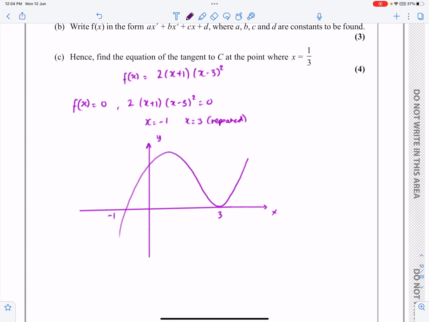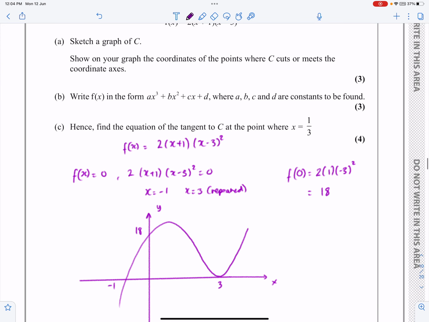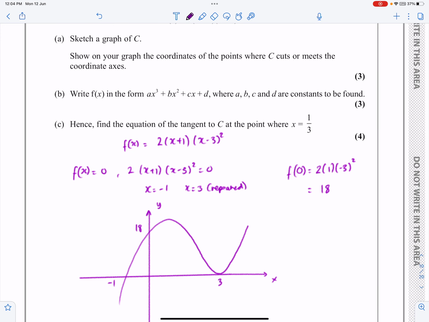It hits the y-axis when x is equal to 0. So f(0) is equal to 2 lots of 1 lots of (-3) squared, which is equal to 18. So I've now got that point there is 18. Just quickly check, what did it ask for? Coordinates of the points where it cuts or meets the axes, done. I don't need anything else, I don't need maximums, minimums, anything like that. 3 marks for that, part A.